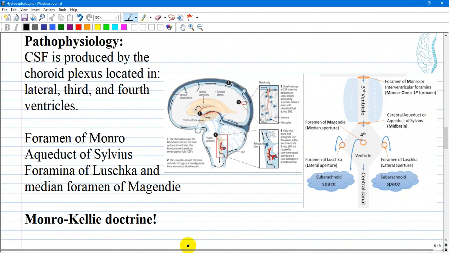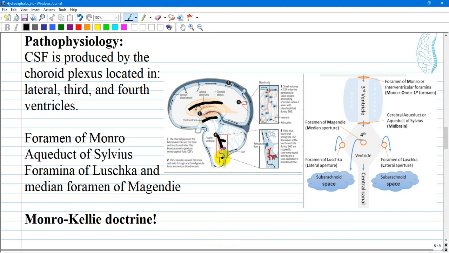Pathophysiology. Cerebrospinal fluid is chiefly produced by the choroid plexus, which is located within the lateral, third, and fourth ventricles. So: lateral, third, and fourth ventricle.